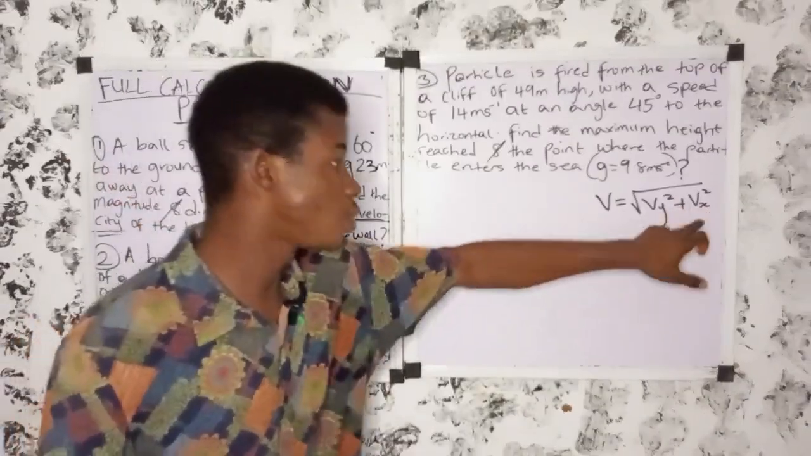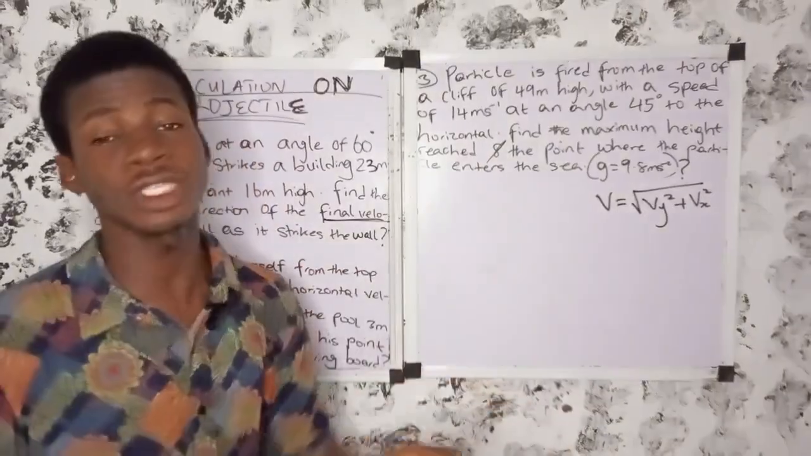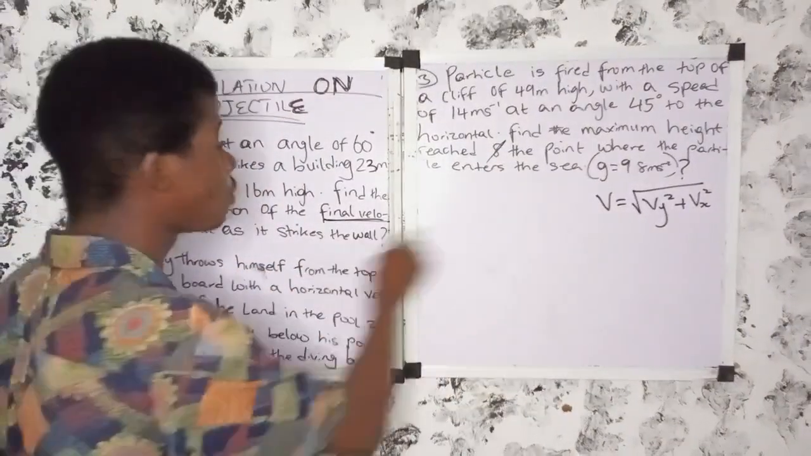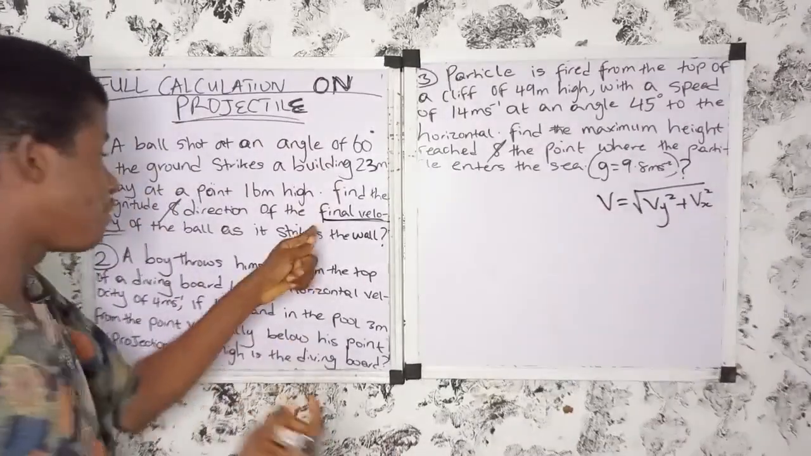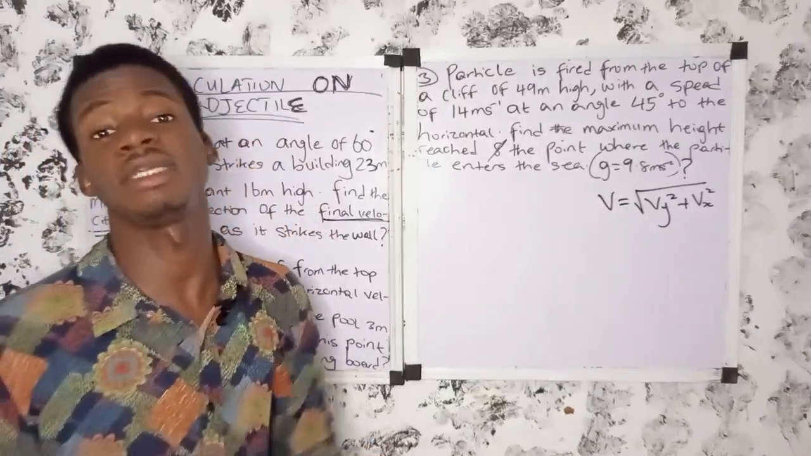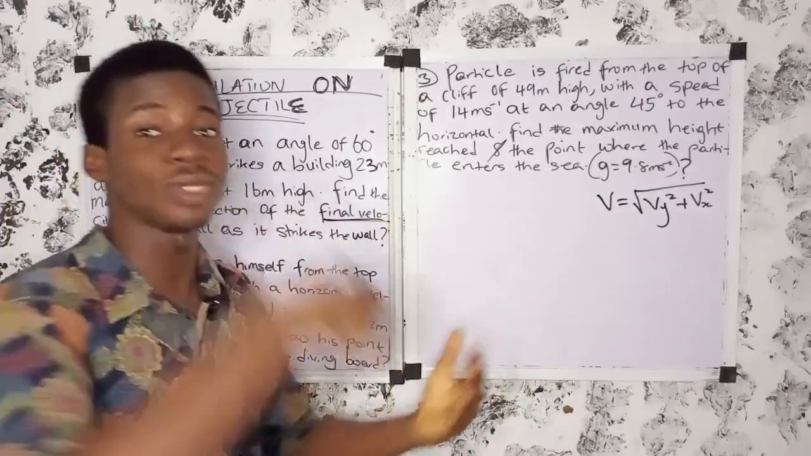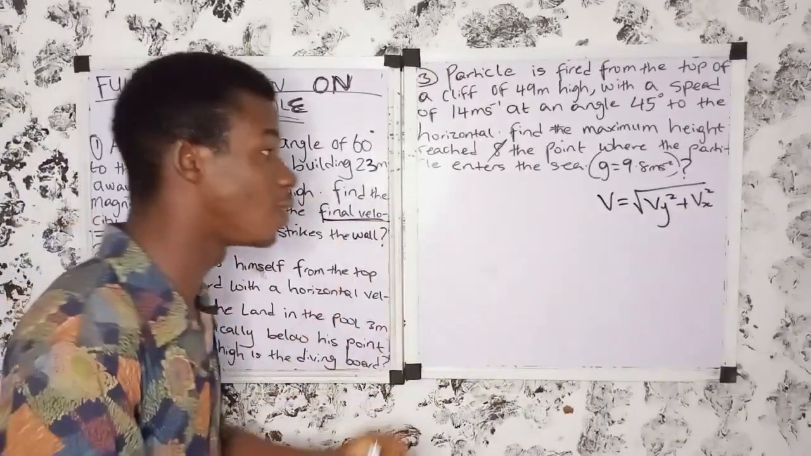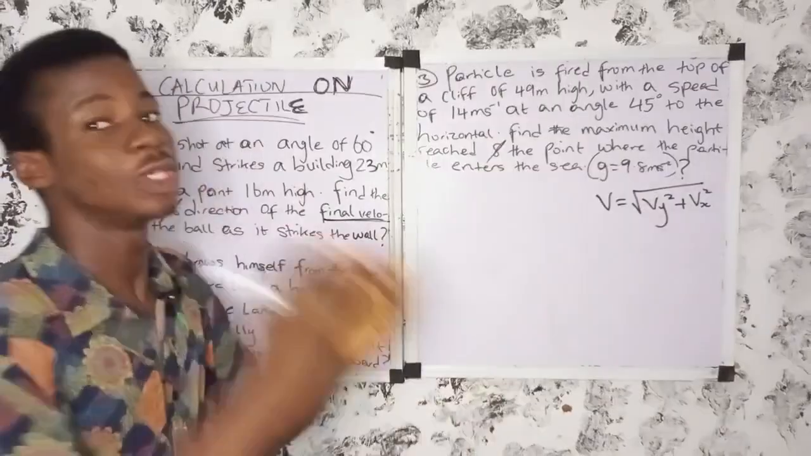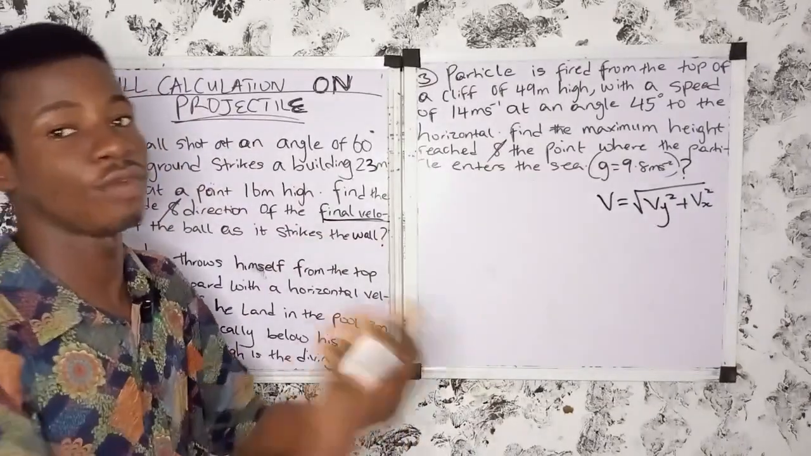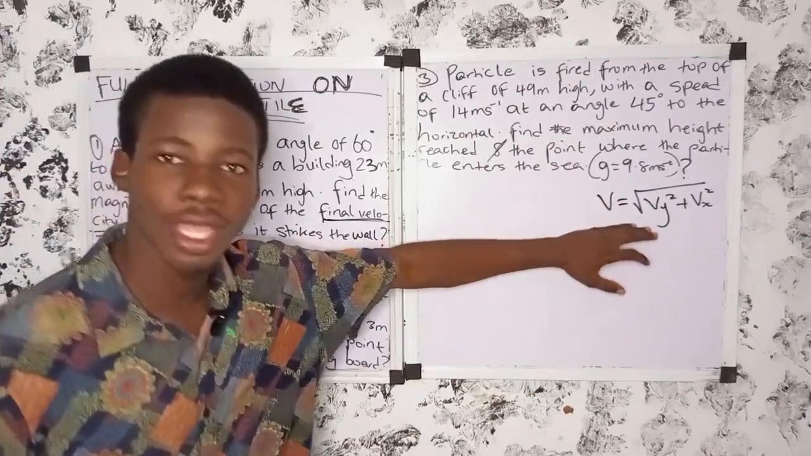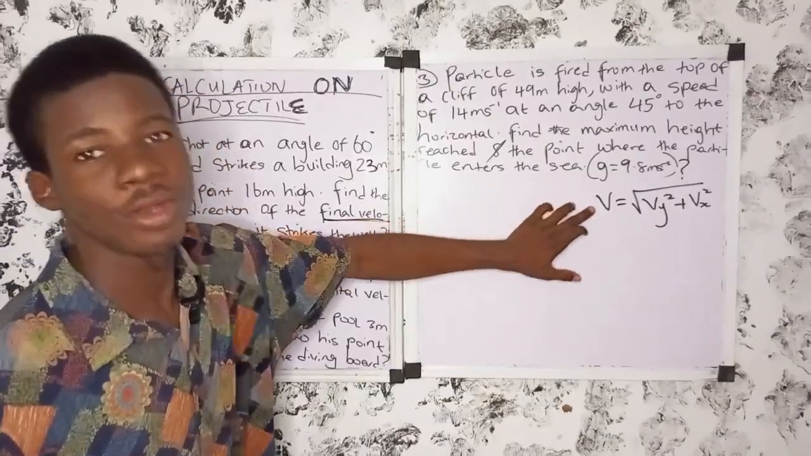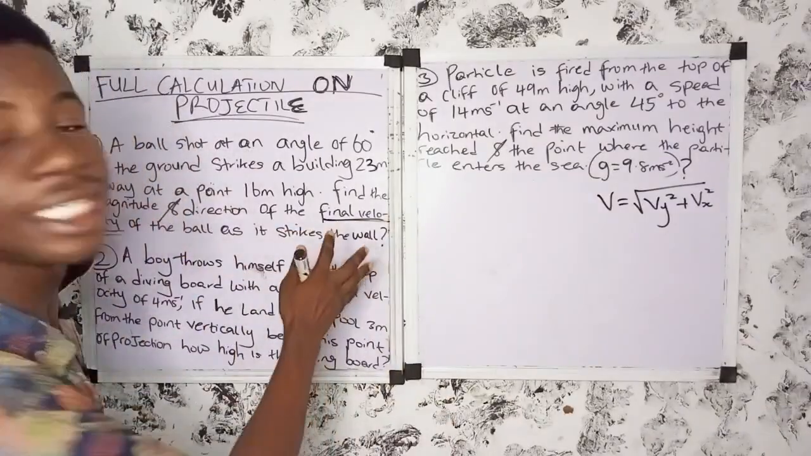So these two are different from this. Now in this question, they are telling us to look for this velocity. Remember, I told you that final velocity is the velocity with which the projectile hits the ground, or hits an object. So that's what they are telling us to look for, the final velocity. We are going to use this formula to look for the final velocity. But before then, let's analyze the question.